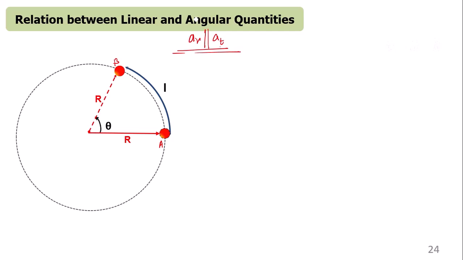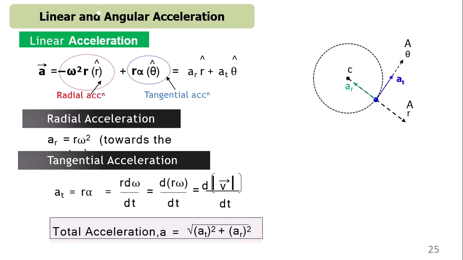Now I want to check what is the relation between AR and AT, and what is the expression for AR. For that, the A vector can be written as the sum of two acceleration components. Let the particle be at point A. At this point, the particle has one acceleration directed towards the center, that is AR, and another acceleration along AT. So these two vectors will give the value of the A net vector.